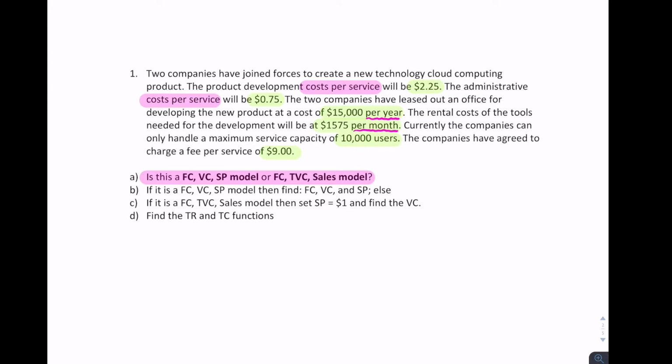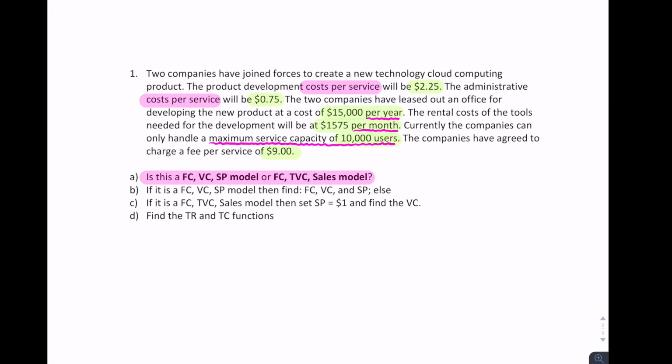Next, currently the companies can only handle a maximum service capacity of 10,000 users. So this means that for whatever reason, whatever office they have, maybe whatever servers they're using or staff that they have, they cannot exceed 10,000 users. Their platform will not allow it. So that is a capacity. That's the maximum amount that they can maintain.